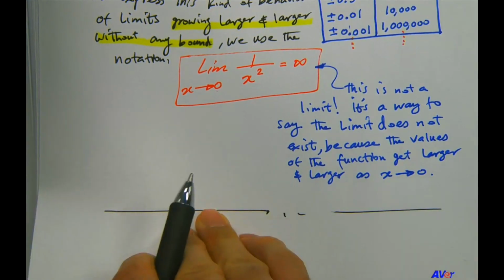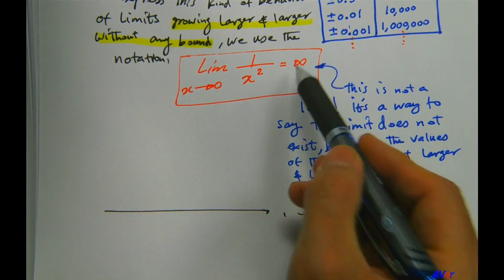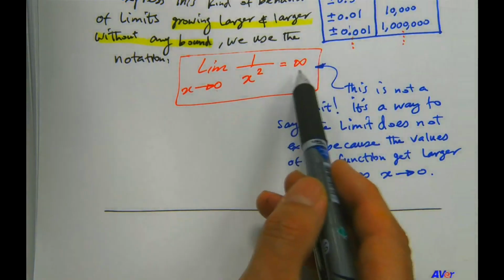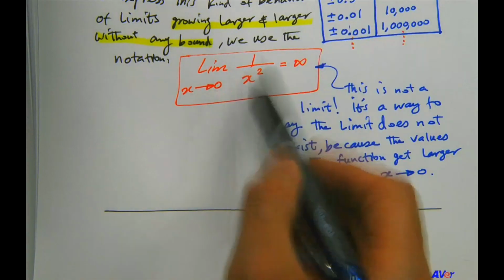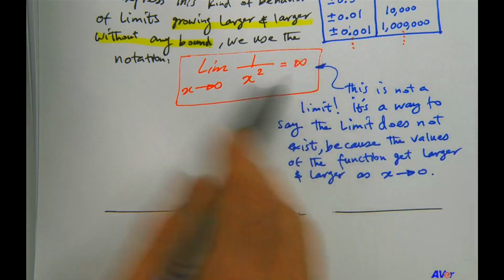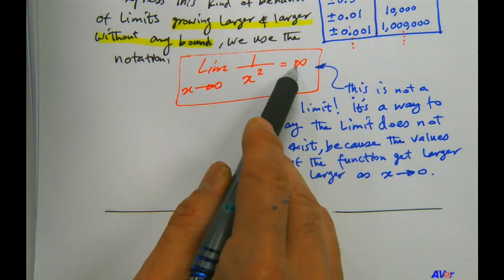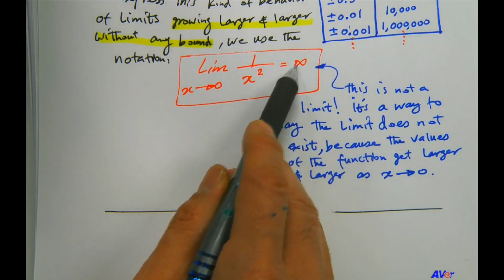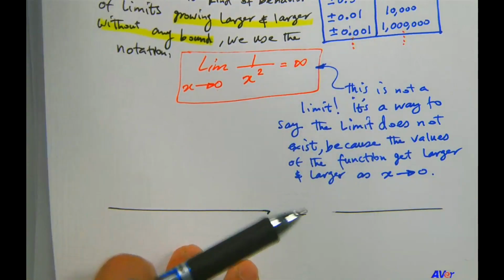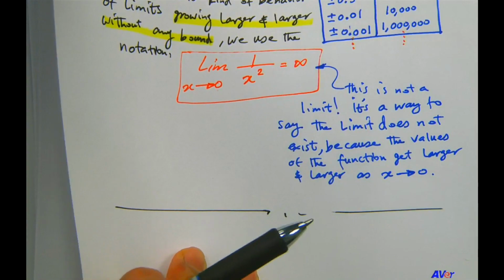So we want to show what this means graphically. What does it mean when the limit of a function does not exist because the value of the function becomes larger and larger, approaching infinity? What does that mean graphically? So let's take a quick look at that.